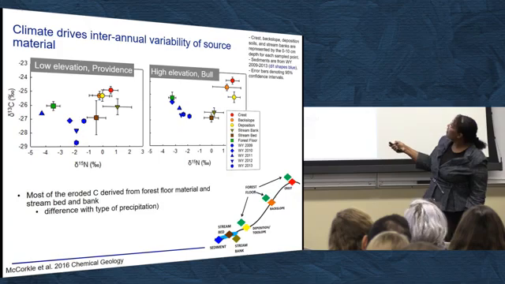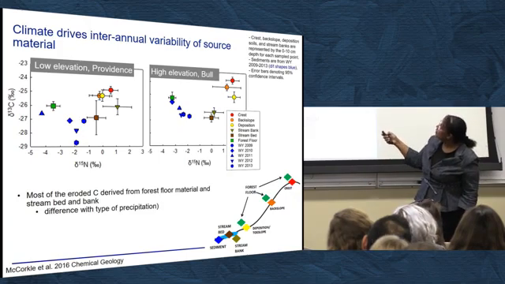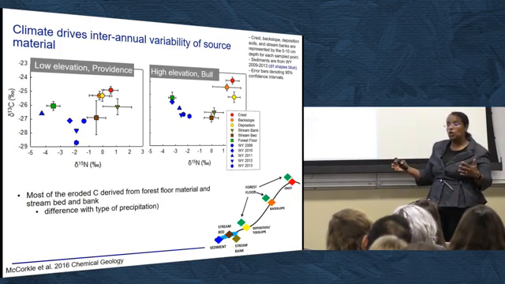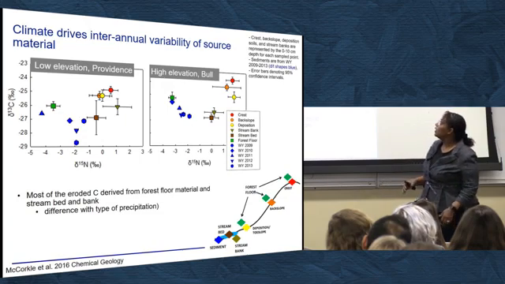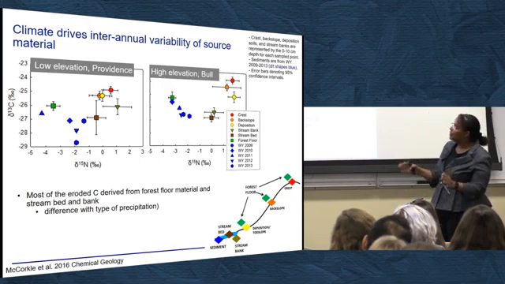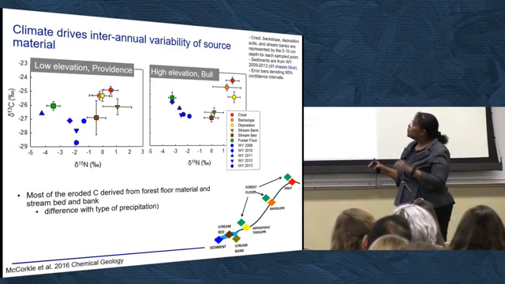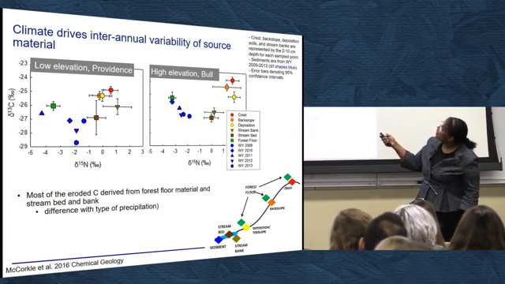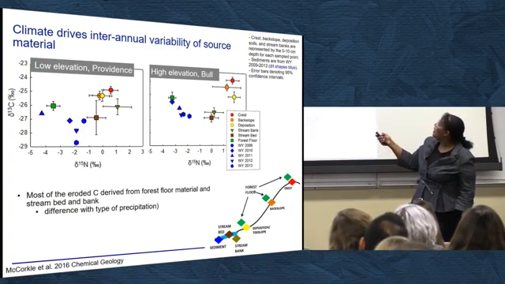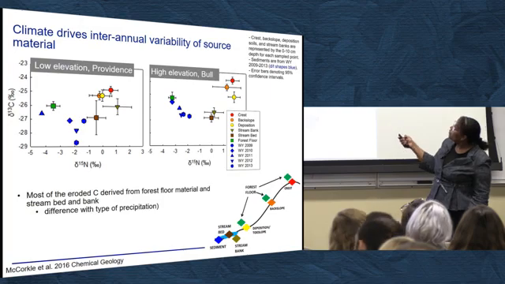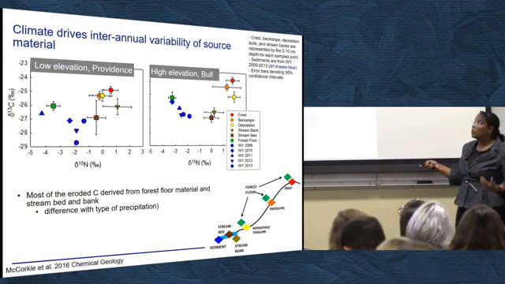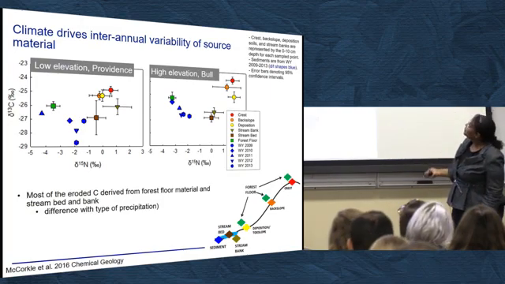That under all these very variable climate conditions, there's some variability that we can attribute to climate variability, but overall, we can say with confidence that pretty much most of the carbon, especially in the high elevation sites, is actually coming from forest floor material that's being eroded on a yearly time scale.